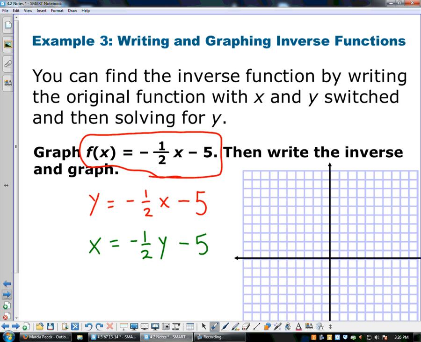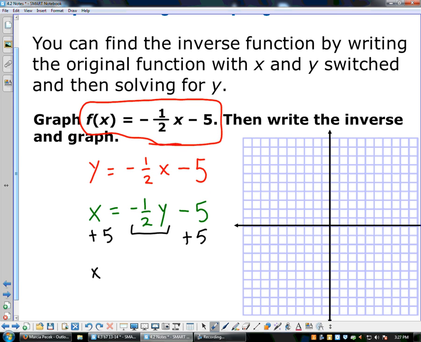This is something we really reviewed early on, about solving an equation for a variable in the equation. So if we want to get y by itself, we need to get this term by itself first. We need to get rid of this 5, so let's add 5 to both sides. So we get x plus 5. Now I want to get the y alone, so if it's multiplied by a negative 1/2, can I multiply by its reciprocal? Sure. So we multiply by -2/1.